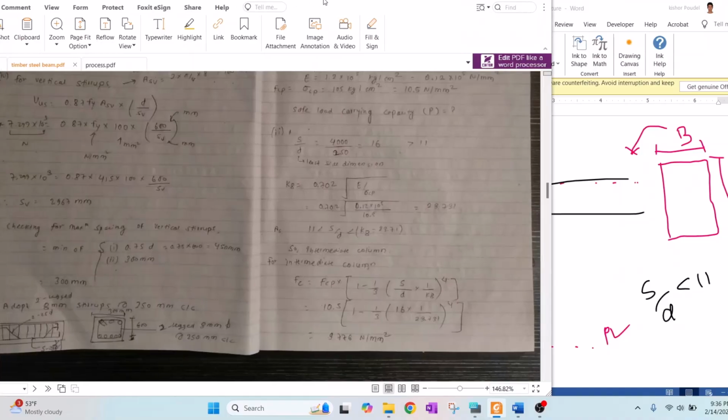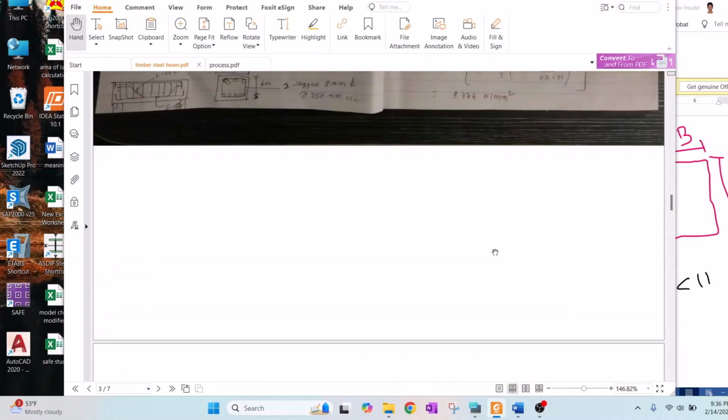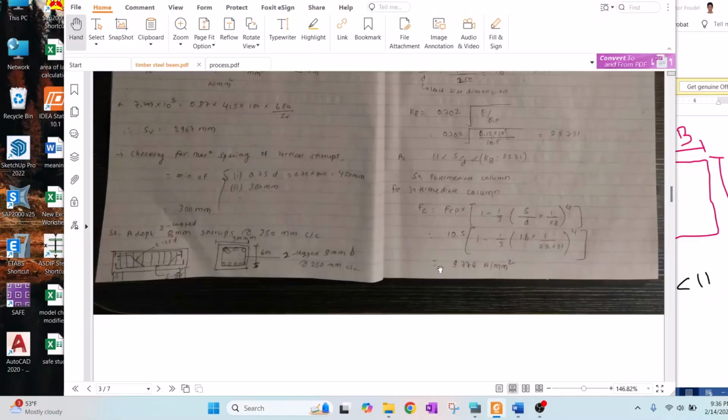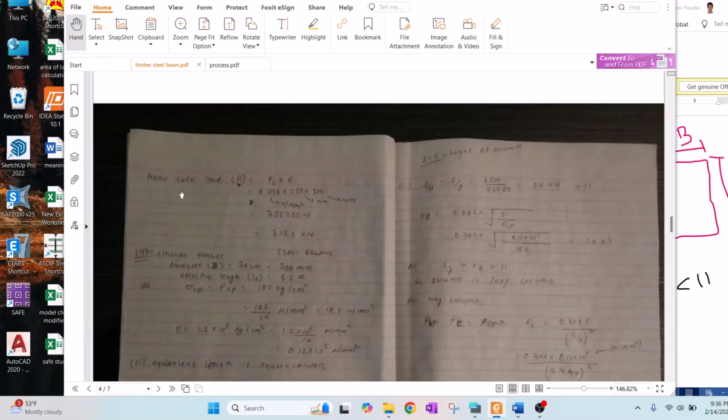So we have the value of fc. Now we can calculate the area, that is b multiplied by d. As we have fc and area, we can calculate the safe load. Hence safe load P can be calculated as fc multiplied by A. We know the value of fc, that is 9.776, and we know the value of area. If you look here, we are using the same unit, Newton per mm square, and for area it is mm square.